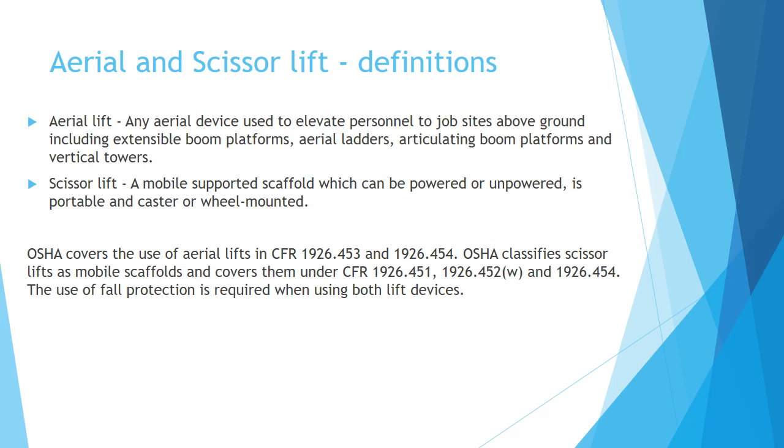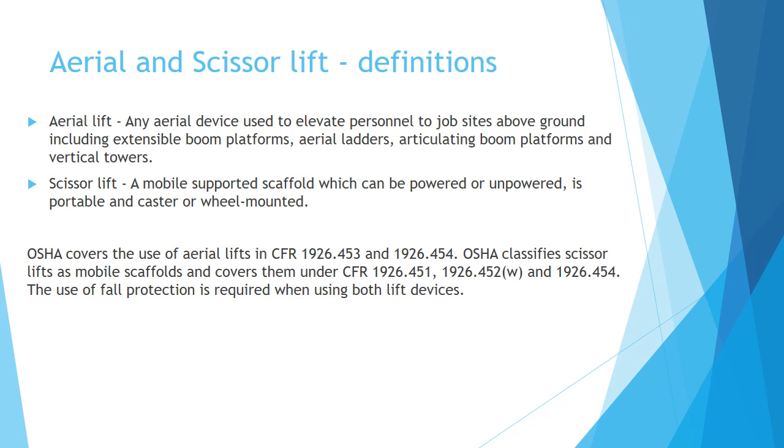Aerial and scissor lift definitions. Aerial lift: an aerial device that's used to elevate personnel to job sites above ground, including extendable boom platforms, aerial ladders, articulating boom platforms, and vertical towers. A scissor lift is a mobile supported scaffold which can be powered or unpowered, is portable, and caster or wheel mounted.